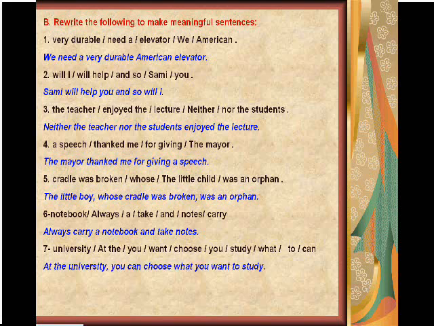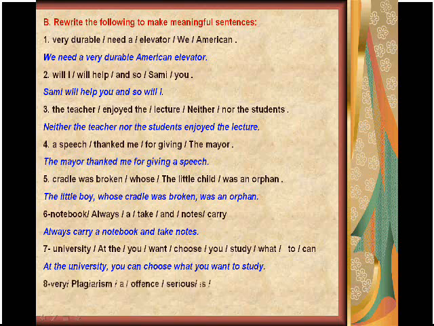So, it's going to be, yeah. At the university, you can choose what you want to study. So here you have "you", and of course you have "can". Remember, we said between the slashes, you can use this word on its own. Okay? So at the university, you can choose what you want to study.